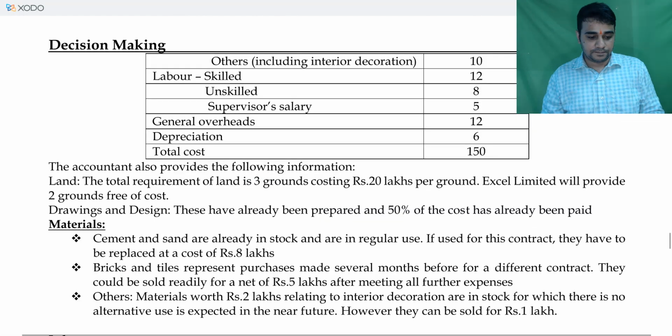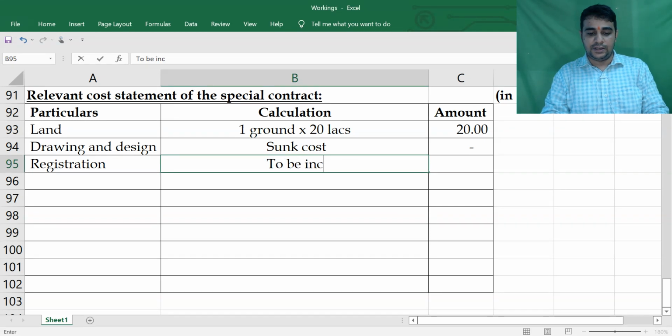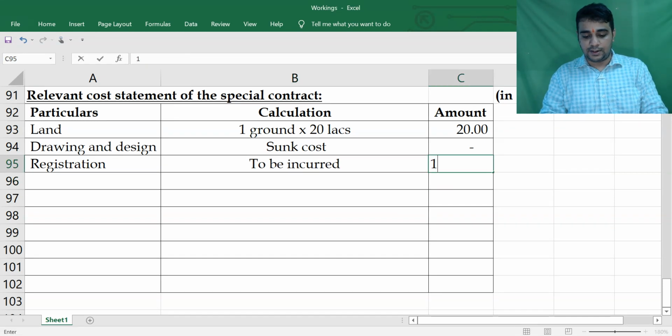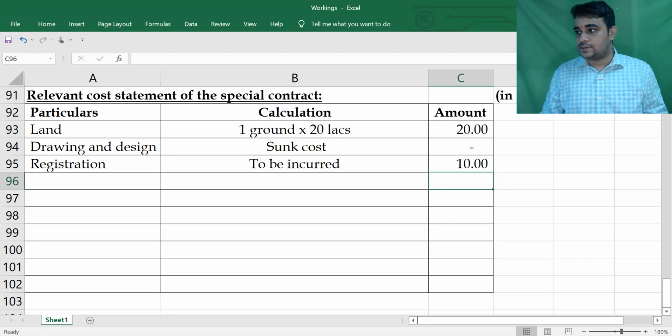Registration: nothing has been given in the question. So the assumption is that it is to be incurred, 10 lakhs. Any doubts on this? Clear?